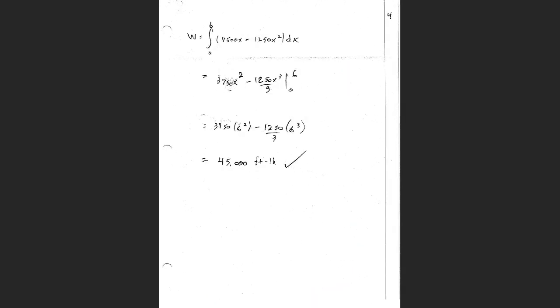So here's our integral. It's an easy integral to do. And in the end, you're going to get 45,000 foot-pounds. That's going to be the work needed.